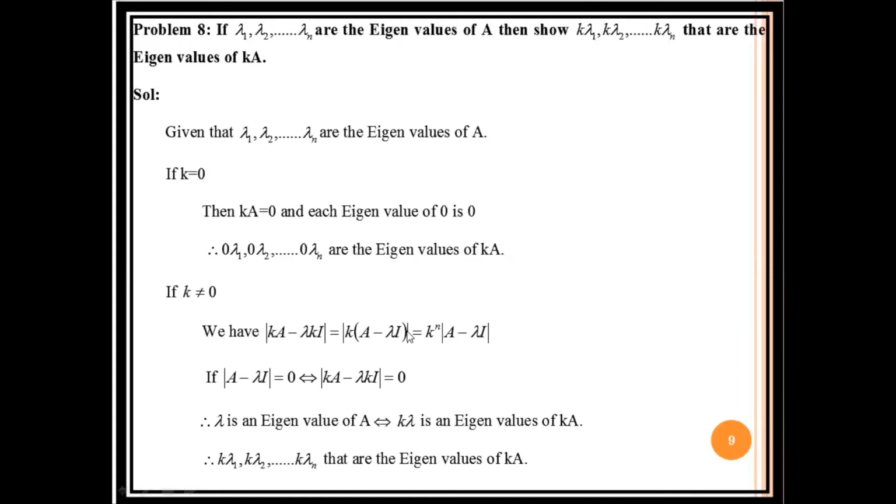If you want to write it outside, then this becomes k to the power of n into the determinant of (A minus lambda I), right? Therefore, A minus lambda I is equal to 0 if and only if kA minus lambda kI is equal to 0. Hence k lambda is a characteristic root of kA. This implies lambda is an eigenvalue of A if and only if k lambda is an eigenvalue of kA, right?